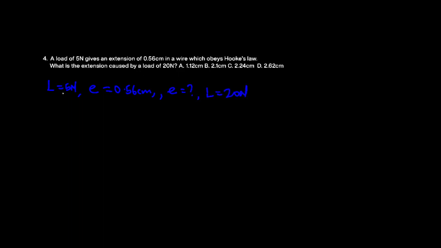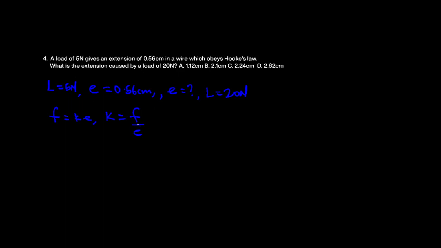If you look at this now, you see that the units are already in what? Centimeter. So there's no point in converting. So we recall that F is equal to KE, and we have that K is equal to F over E. Since K is the spring constant, and we are still dealing with the same spring, the same wire, not a different wire, the spring constant will remain constant.